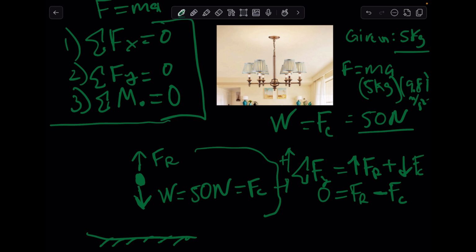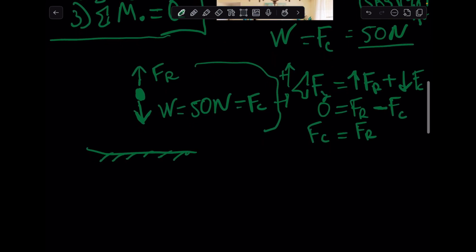So furthermore, if we simplify our equation, we can see that FR equals FC, right? So what does this mean? It means that force of the rope is going to equal force of the chandelier. And since we know that our force of chandelier is 50 newtons, we can just plug it in. FC, 50 newtons, equals force of rope, which is 50 newtons. So force of the rope equals 50 newtons.